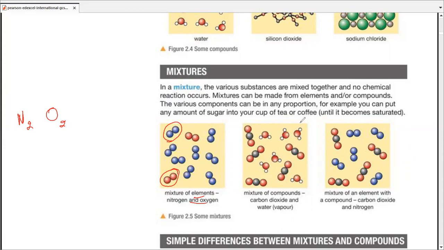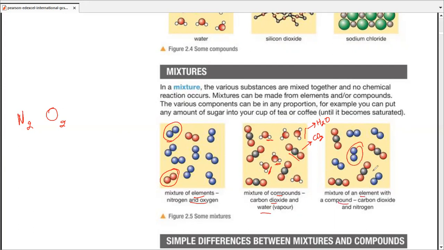Now, a mixture can be made with elements. A mixture can be made with compounds. You can see water over here, or here, or here, right? Or you may see carbon dioxide. This is for carbon dioxide, CO2. This is for water, which is H2O. So that's a mixture of compounds, right? Or you can even mix an element with a compound.